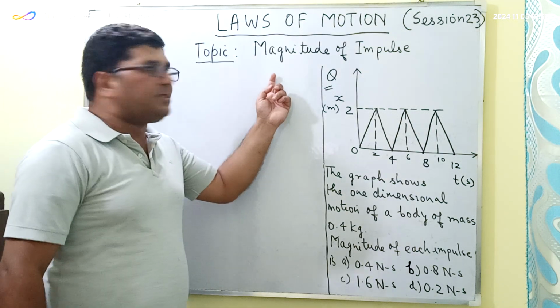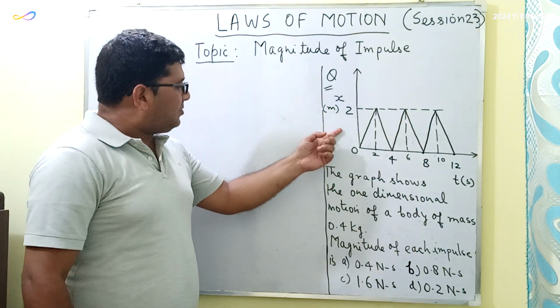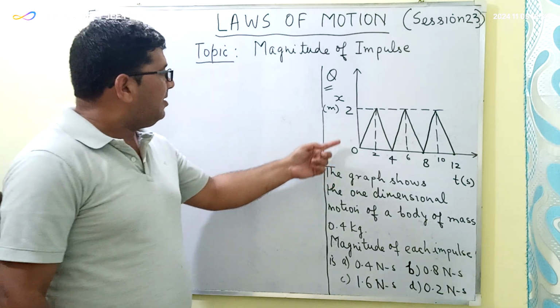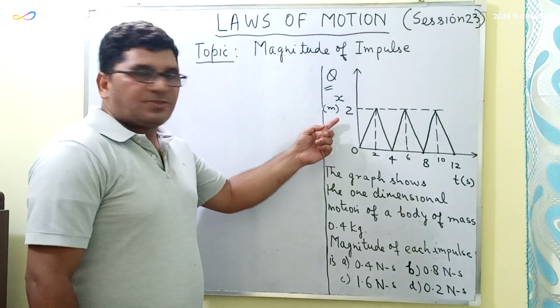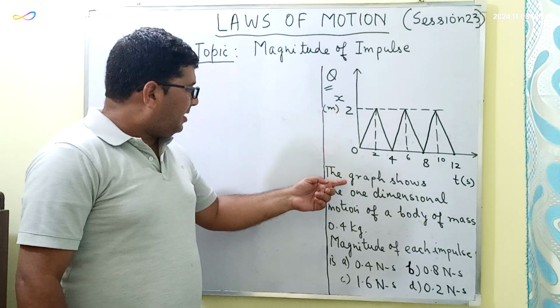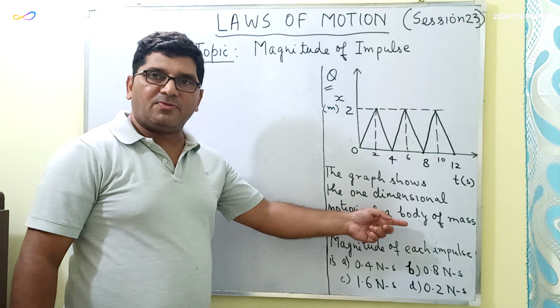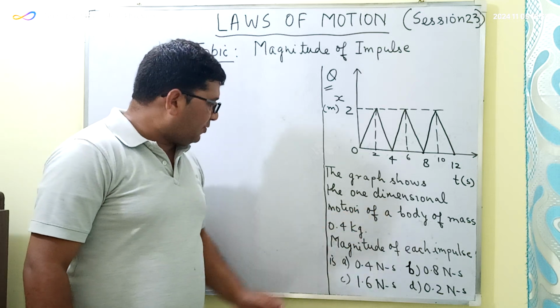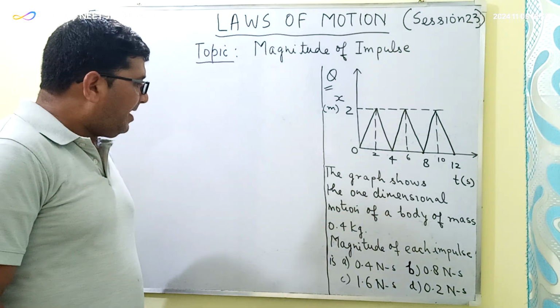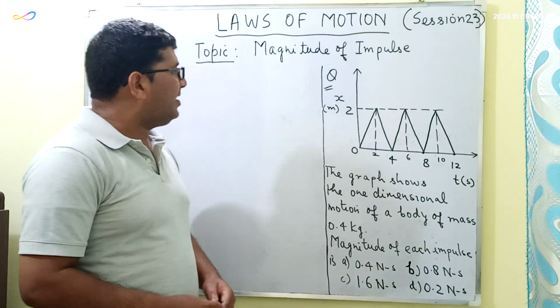The topic is the magnitude of impulse, and based on this topic I have selected one question from one of my reference books. There is a graph in this question, and the graph is depicting the one-dimensional motion of a body which is having a mass of 0.4 kg. So the magnitude of each impulse is, so there are four options here, and we have to find the correct one.